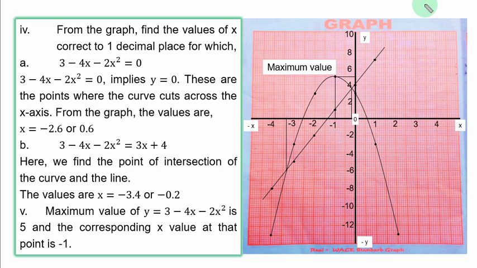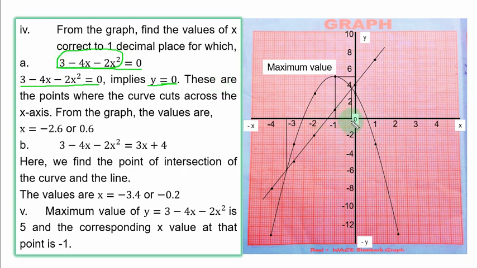From the graph, find the values of s correct to one decimal place for which 3 minus 4s minus 2s squared equals 0. This equation is for the curve only. What this means is that find the solution when y is equal to 0. From the given equation, everything here is equal to y. So if you replace this with y, it means y equals 0 is the solution.